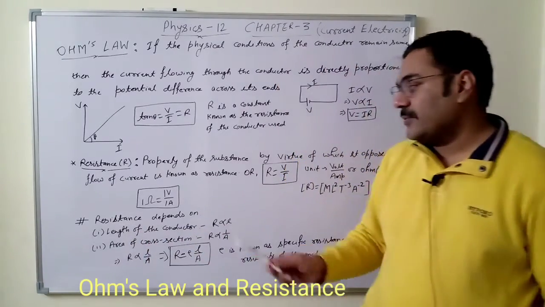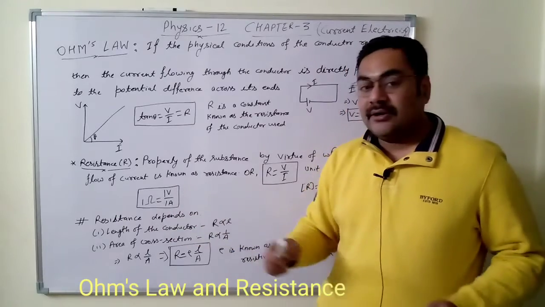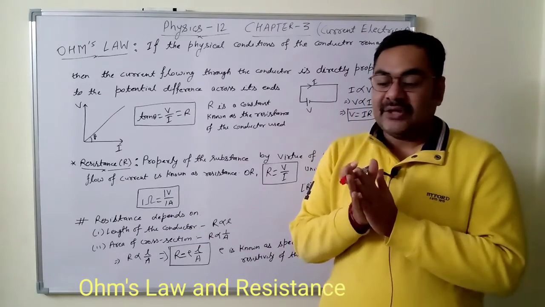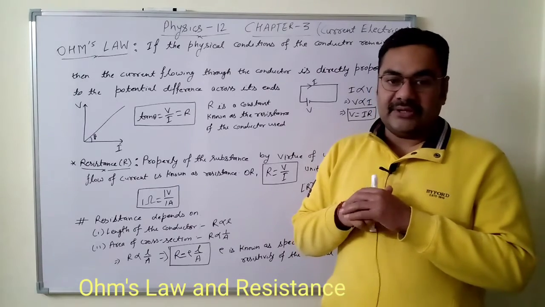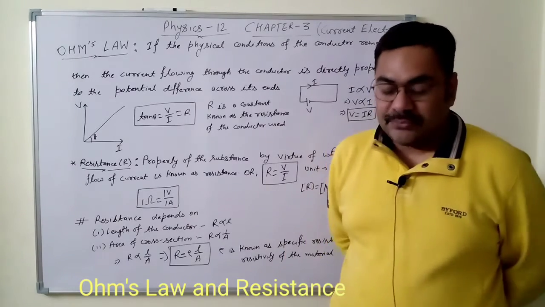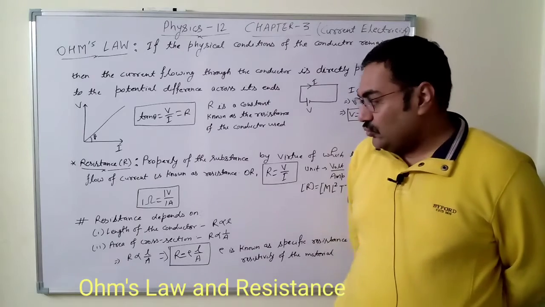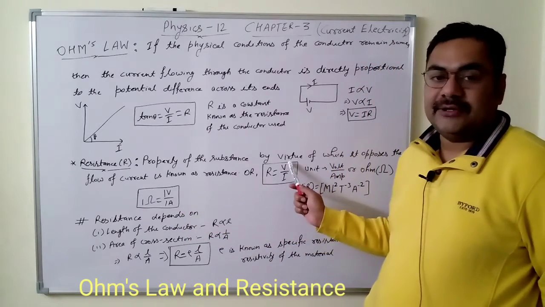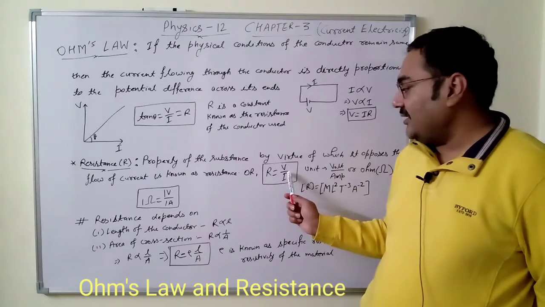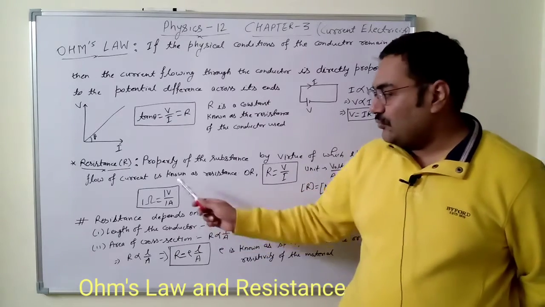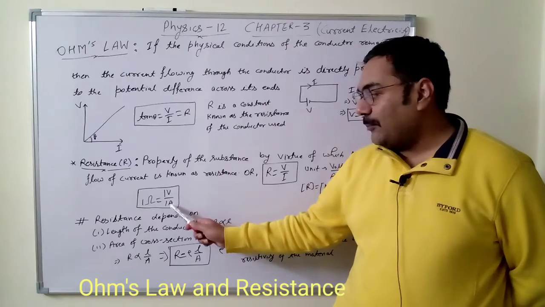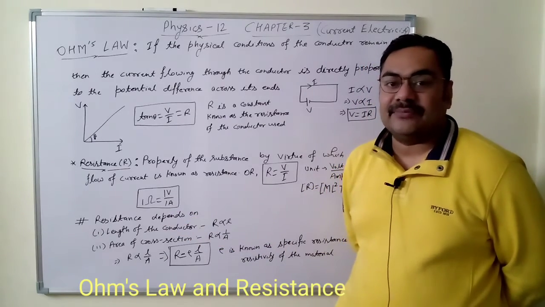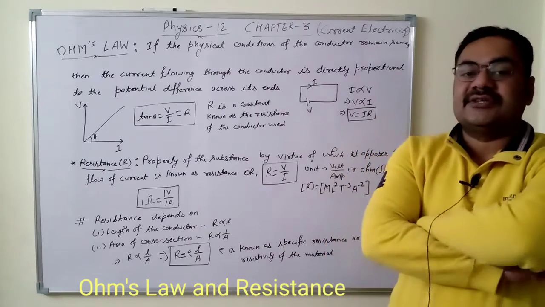Resistance depends on... Now students, a question may be asked like this: define 1 ohm. Define unit resistance. So 1 ohm resistance is what? If I take V as 1 volt and current as 1 ampere, 1 upon 1 is 1, resistance will be 1 ohm. So I am giving the statement of 1 ohm resistance.